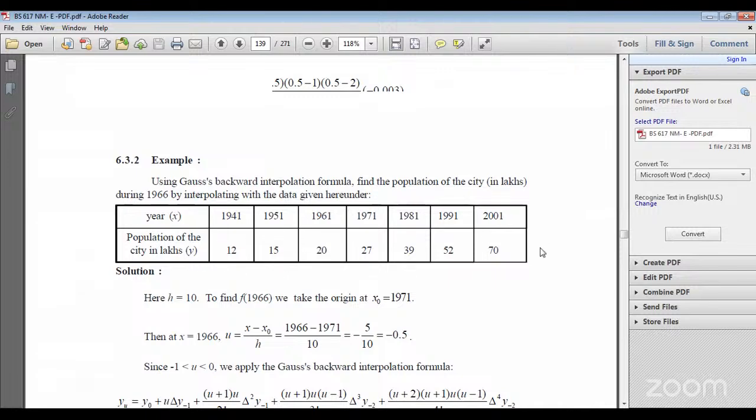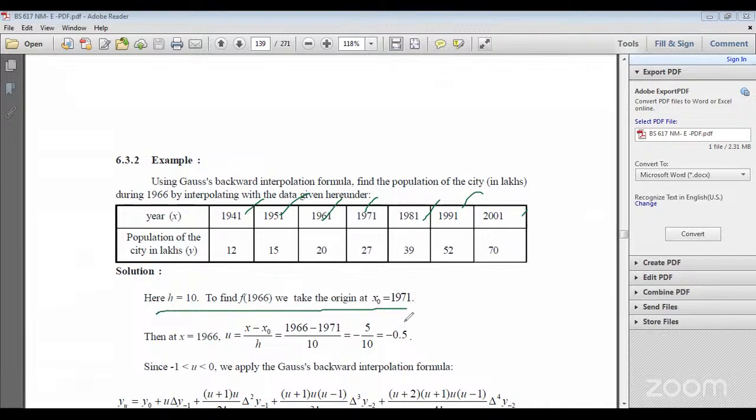Find the population of the city in 1996 by interpolation from the data given here: 1941, 1951, 1961, 71, 81, 91, 2001, with values 12, 15, 20, 27, 13, 52, 70. So h is equal to 10. Find 1966, taking the origin x naught as 1971, and u is x minus x naught by h.